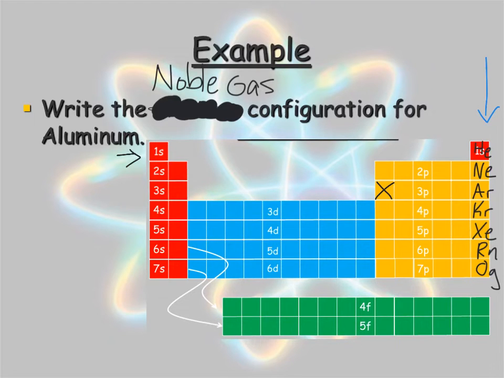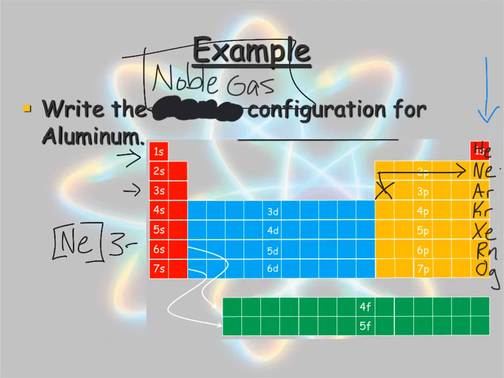We're not going to start at 1s this time because we're doing noble gas configuration. So I'm going to go up one row all the way over. Okay, that gives me neon. So I'm going to write neon in brackets like that, and then pick up after neon. So after neon, we go to 3s2, and then going across, 3p1.